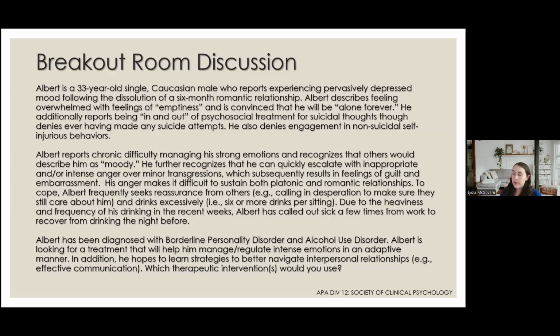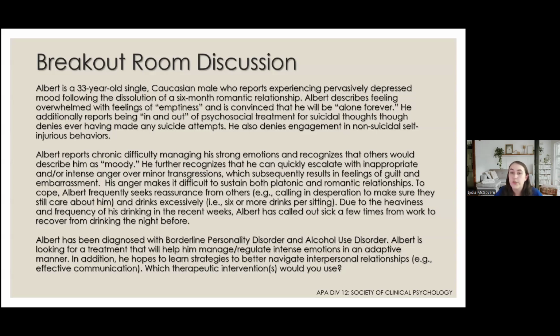So Albert is a 33-year-old single Caucasian male who reports experiencing pervasively depressed mood following the dissolution of a 6-month romantic relationship. Albert describes feeling overwhelmed with feelings of emptiness and is convinced that he will be alone forever. He additionally reports being in and out of psychosocial treatments for suicidal thoughts, though denies ever having made any suicide attempts. He also denies engagement in non-suicidal self-injurious behaviors.